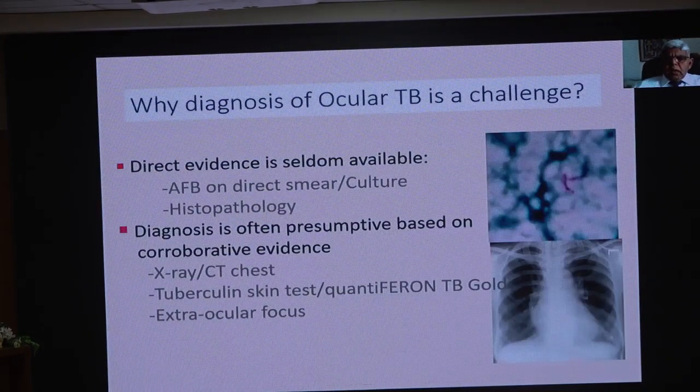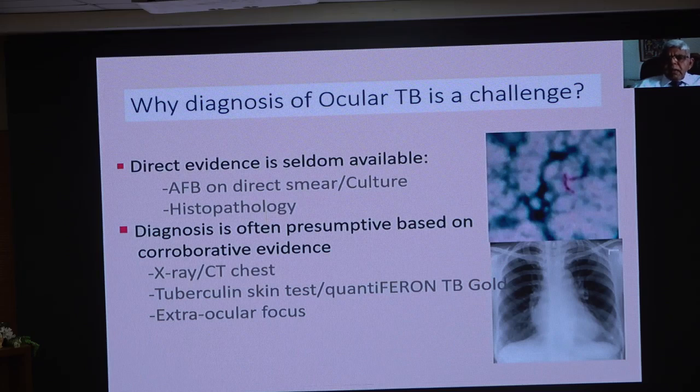Uveitis. When you are diagnosing tuberculosis in the lung, for instance, you depend upon direct evidence of, say, demonstrating the AFB on a sputum smear, or else you would have some extrapulmonary tuberculosis patients where the tissue might be available for doing histopathology, and you can demonstrate the TB pathology.